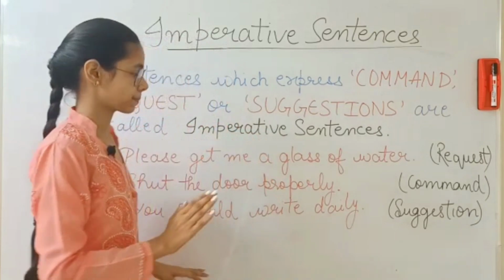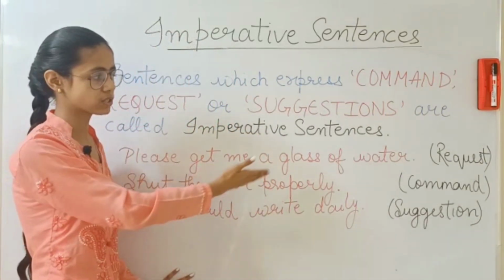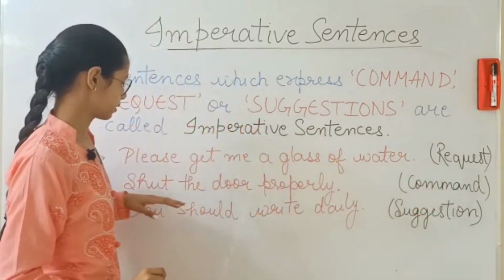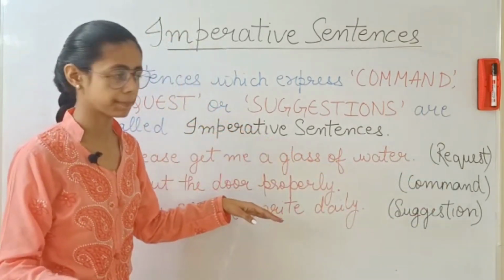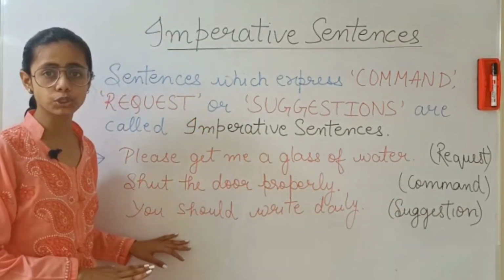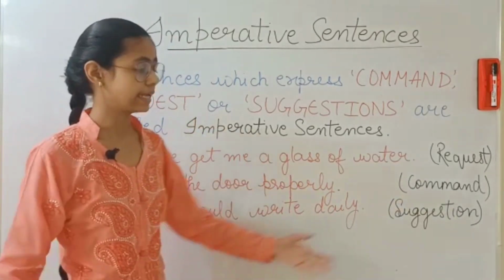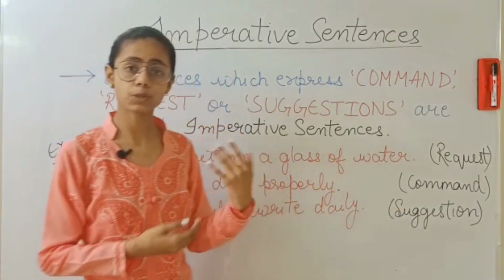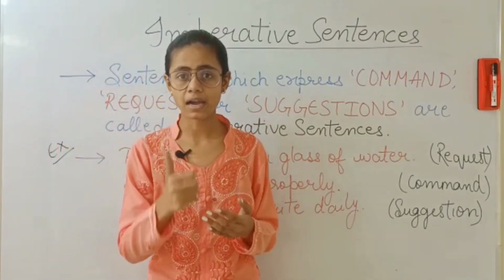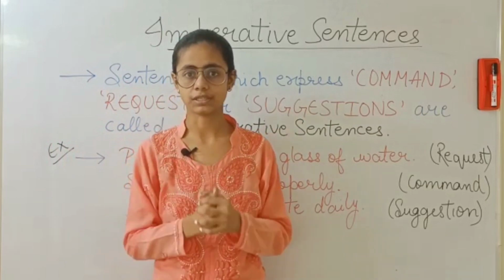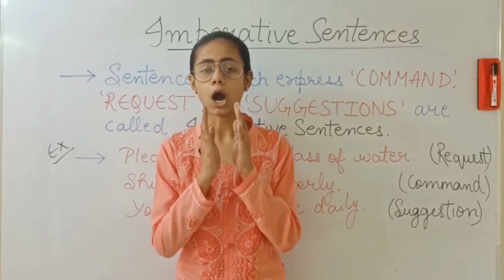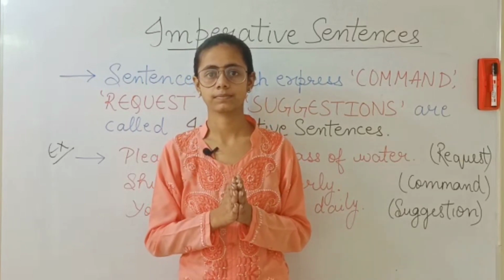Some more examples here. Please get me a glass of water. This is a request. The second one, shut the door properly. It is a command. The third one here says, you should write daily. It is a suggestion. So this was all about imperative sentences which have to do with a command, request, or a suggestion. Let us now move on to the fifth type of sentence, which is optative sentence.